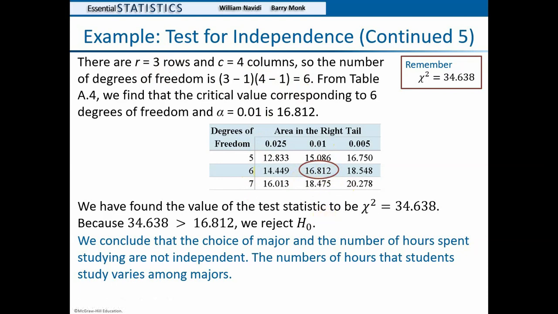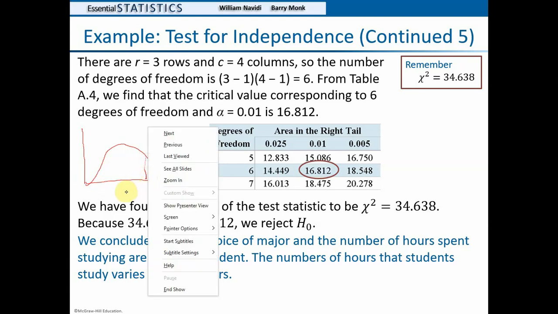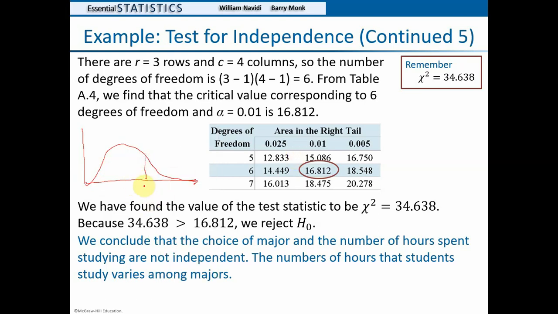And now let's draw our picture. I'm going to draw it right over here. Let's see if I can get it straight. And here is basically a chi-squared picture. I'm going to draw the critical value, 16.812, somewhere along in here. I'm just going to draw a little line that represents that. Here's 0. And our chi-squared was 34.638, somewhere out here, about twice that.